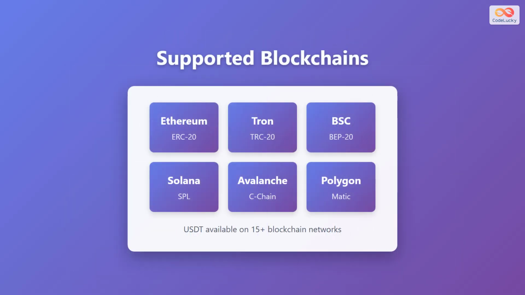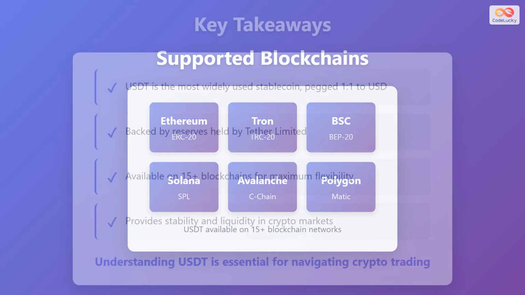One of USDT's greatest strengths is its availability across multiple blockchain networks. It operates on Ethereum as an ERC20 token, on Tron as a TRC20 token, on Binance Smart Chain as a BEP20 token, on Solana as an SPL token, on Avalanche's C-Chain, and on Polygon's Matic network. In total, USDT is available on over 15 different blockchain networks. This multi-chain presence gives users flexibility to choose the network that best suits their needs, whether they prioritize low fees, fast transaction speeds, or compatibility with specific applications.